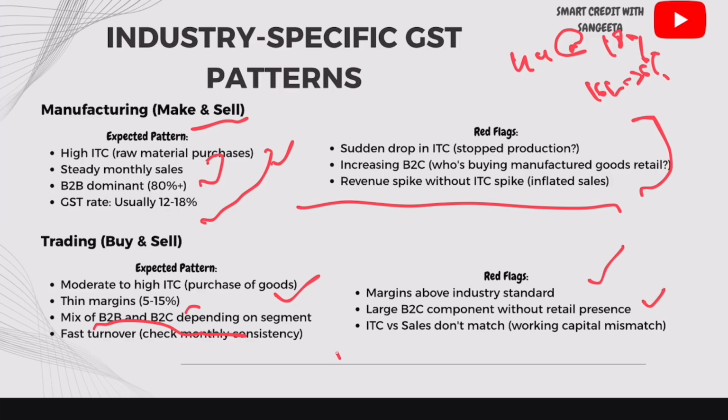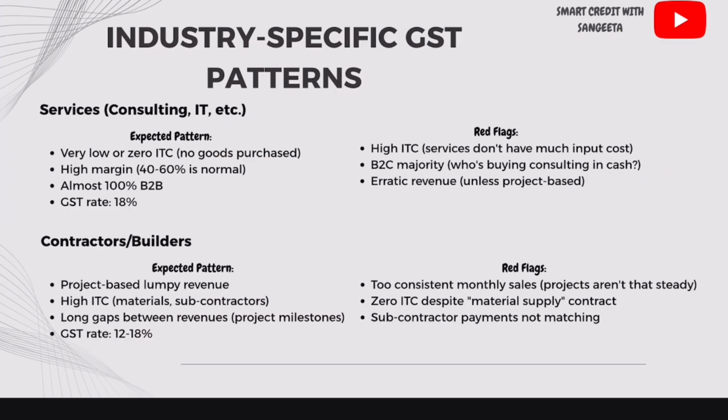That is a working capital mismatch. Correct? If this does not match, then clearly you need to look into it. Here I can give you an example of an electronics wholesaler. His monthly sales were 80 lakh, right? But his ITC claim was 12 lakh per month.